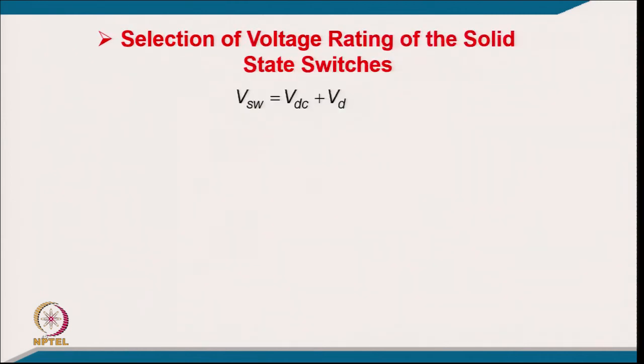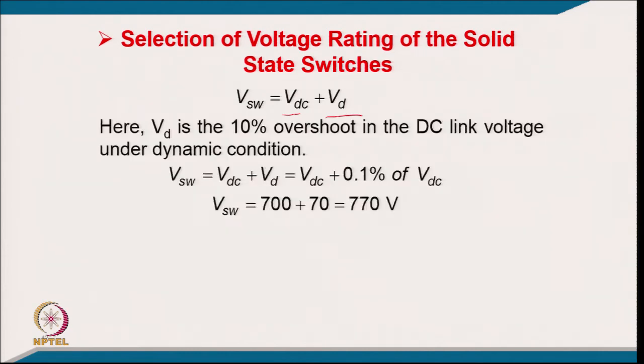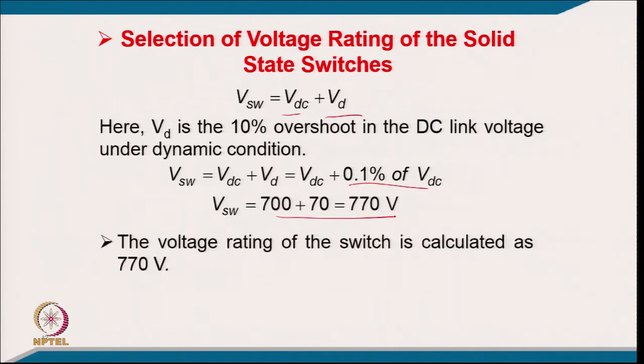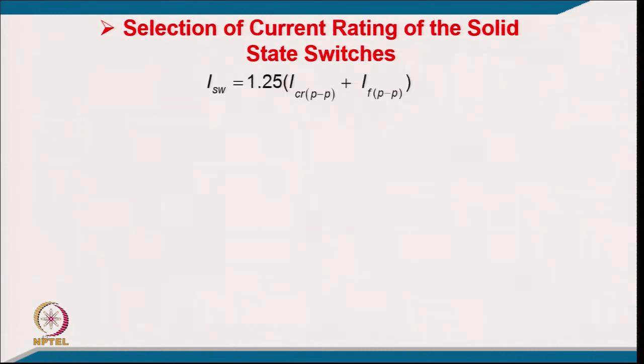And coming to the selection of voltage rating of solid state devices, we take the highest DC link voltage, and then we take typically a 10% overshoot that may happen under dynamic conditions. So with the 10% overshoot, it comes to 770 volt, and with the typical calculated value and an appropriate safety factor, we normally consider a 1200 volt IGBT for this voltage source converter working as a shunt active filter.